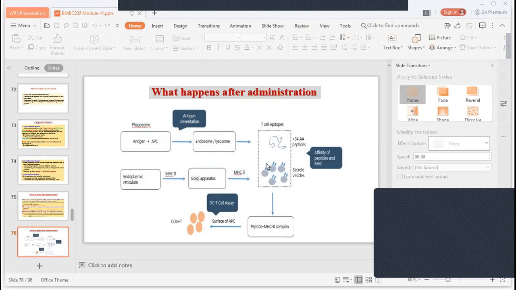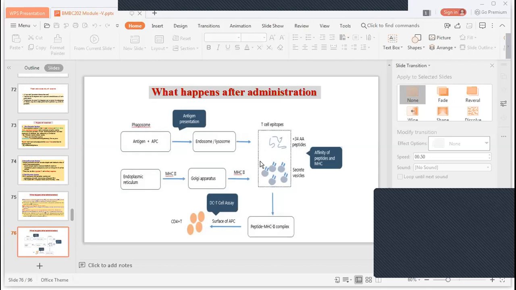And the dendritic cell will mature, will come from endoplasmic reticulum to Golgi apparatus, and here dendritic cells will carry this MHC2 to this T cell, and now they will complex with the protein as an MHC2 protein complex. Now this protein complex will bind with the T cell.